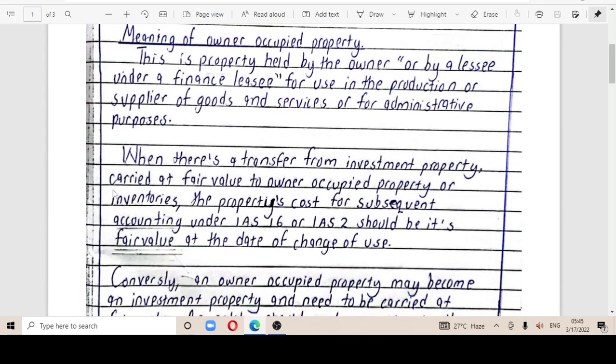So when there is a transfer from investment property carried at fair value to owner occupied property or inventories, the property's cost for subsequent accounting under IAS 16 or IAS 2 should be its fair value at the date of change of use.